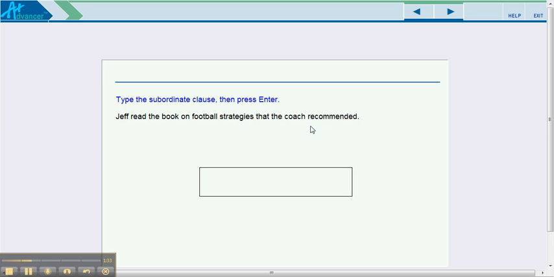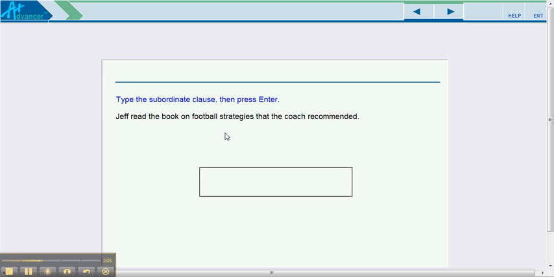If you have trouble finding the second subject, look for the verb. The subject will be the word before it. Remember that a dependent clause is joined to an independent clause by a connecting word, a joining word. In this case, the joining word is that. This piece here, that the coach recommended, is the subordinate clause. The main clause is, Jeff read the book on football strategies.